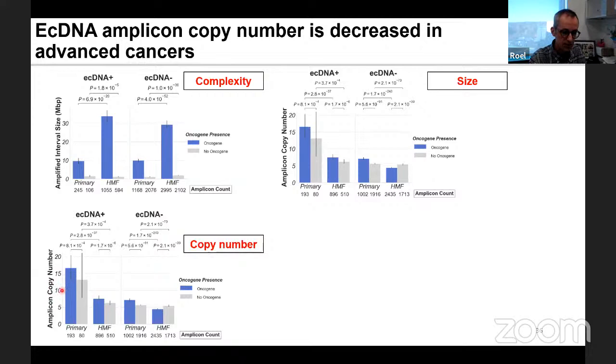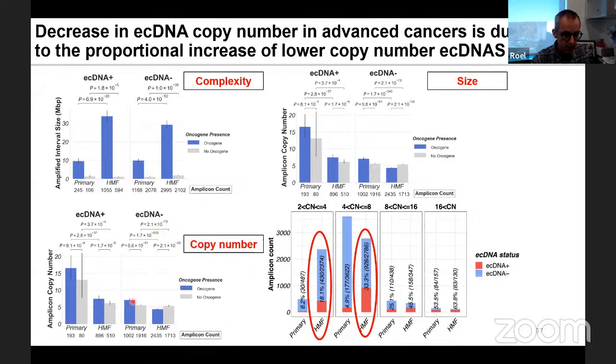This is a bit paradoxical. On one hand, we see more ecDNAs. On the other hand, those ecDNAs seem to have lower copy number. And this is not so much the case, by the way, for the linear ecDNA negative amplicons. We don't really see much difference there. I guess a little difference, but not much.